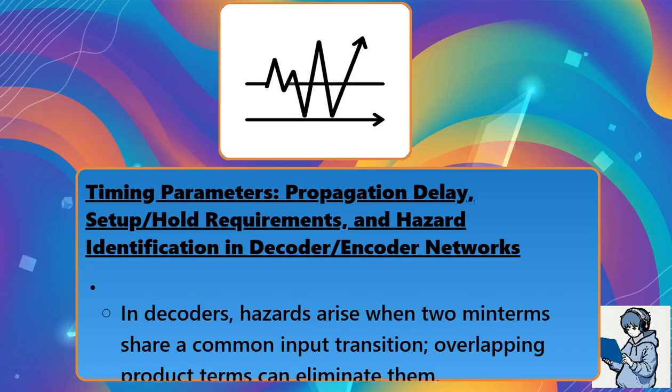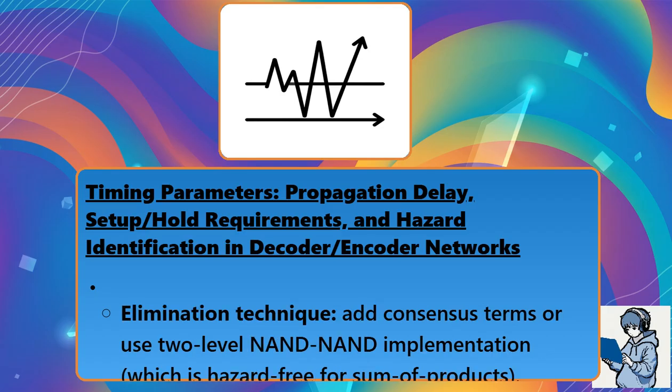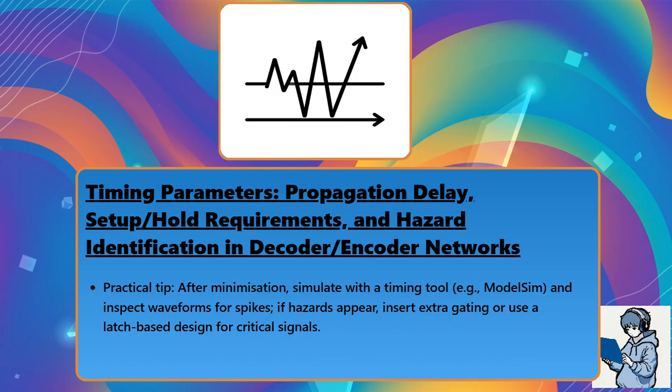In decoders, hazards arise when two minterms share a common input transition. Overlapping product terms can eliminate them. Elimination technique: add consensus terms or use a two-level NAND implementation, which is hazard-free for sum of products. Practical tip: after minimization, simulate with a timing tool, for example ModelSim, and inspect waveforms for spikes.